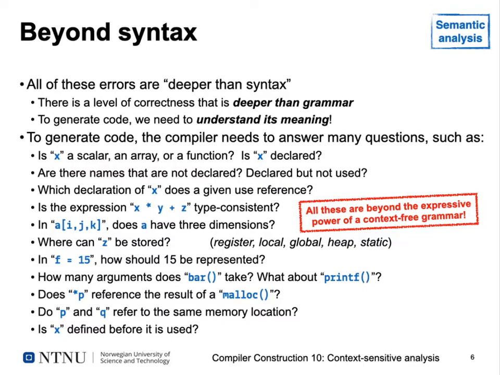And many more things, like how many arguments does a function bar take? What's with printf that can take an arbitrary number of arguments? If we have something like a dereference of a pointer, does this reference the result of a memory allocation malloc call? If we have two pointers p and q, do they actually refer to the same memory location? Or is something actually defined before it is used? So there's so many details, and all of these details here are beyond the expressive power of a context-free grammar. So we need to do additional steps in addition to scanning and parsing in order to actually answer all these questions.